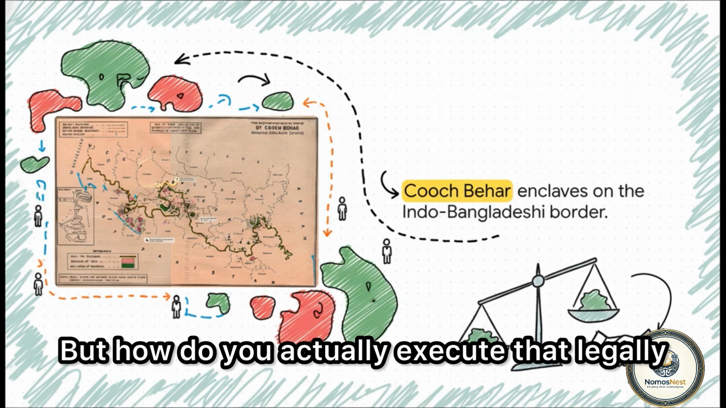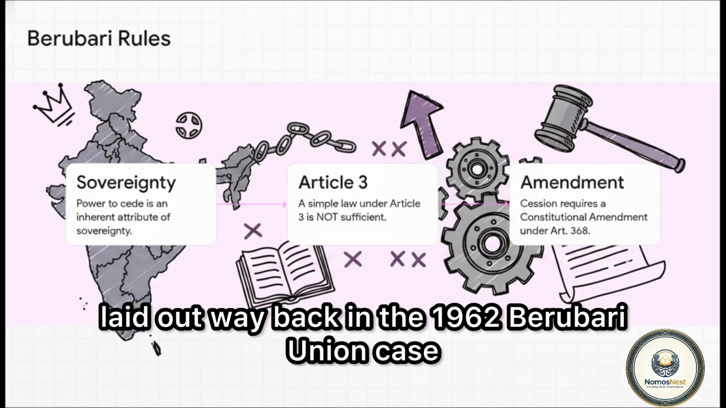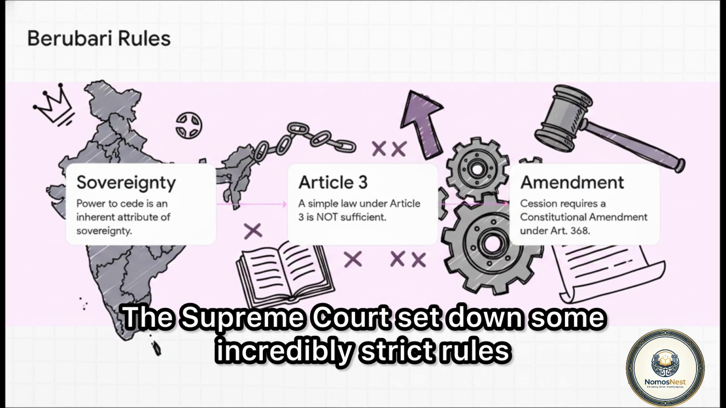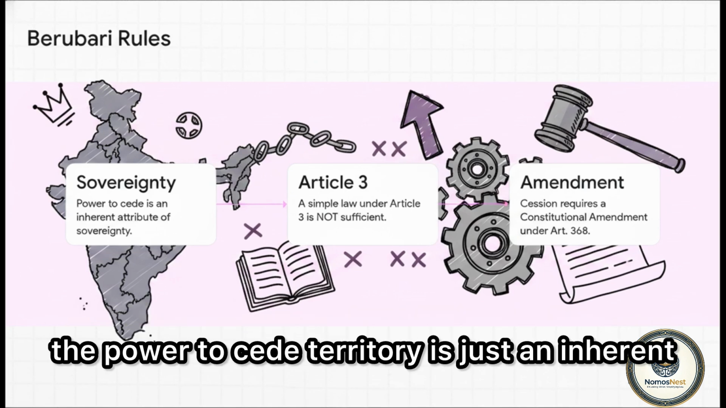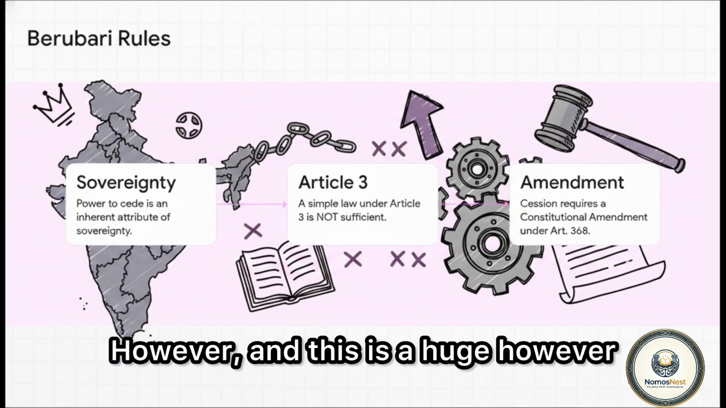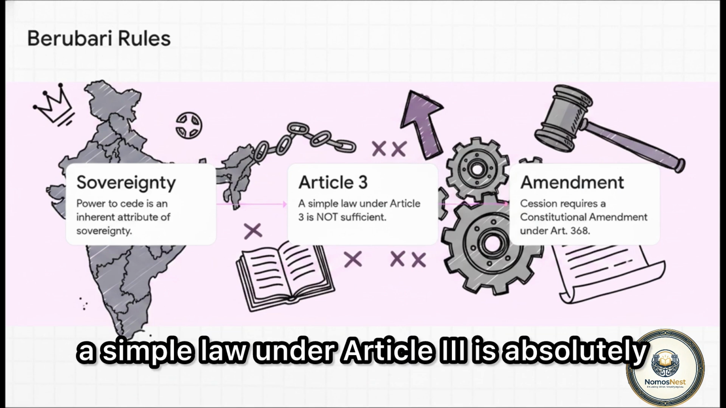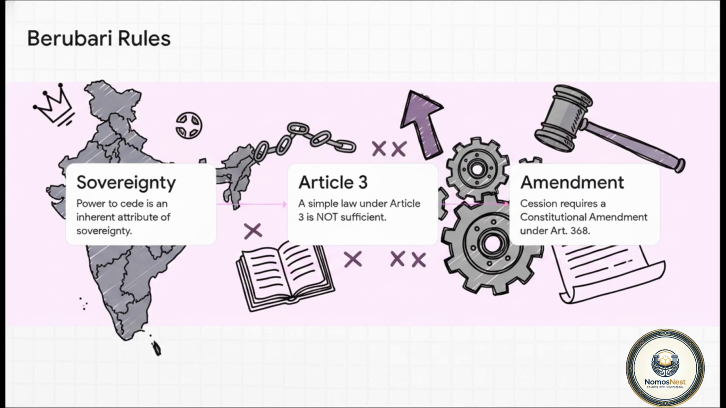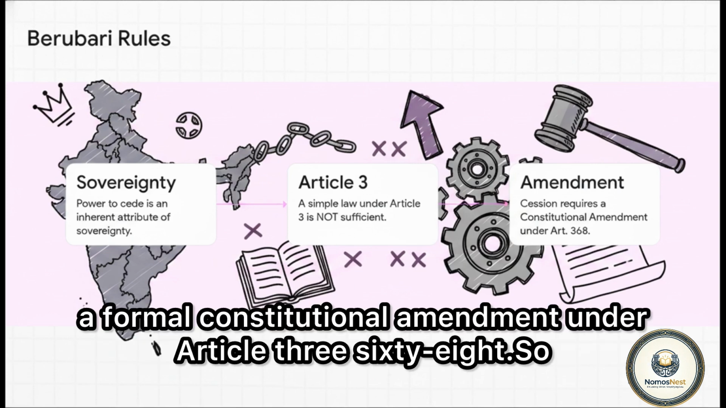But how do you actually execute that legally? Well, a legal roadmap for this was actually laid out way back in the 1962 Berubari Union case. The Supreme Court set down some incredibly strict rules. First off, they acknowledged that yes, the power to cede territory is just an inherent attribute of being a sovereign nation. However, and this is a huge however, unlike tweaking internal borders, a simple law under Article 3 is absolutely not going to cut it. Giving away territory to a foreign power explicitly requires the heavy machinery of a formal constitutional amendment under Article 368.